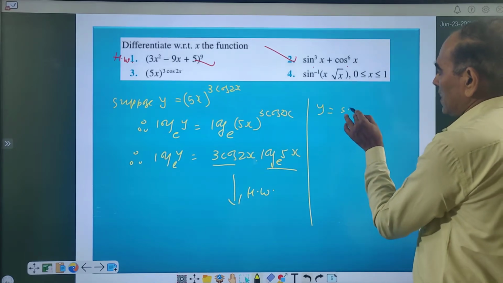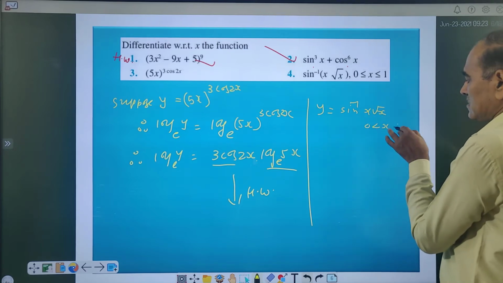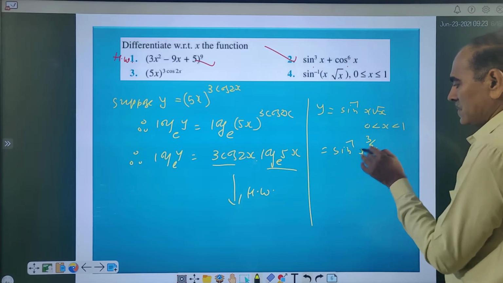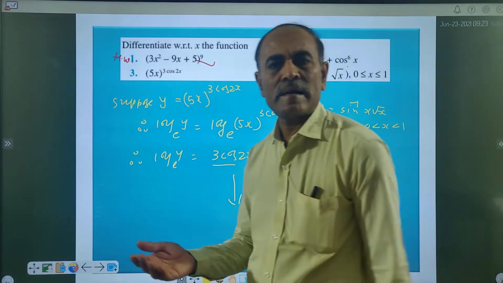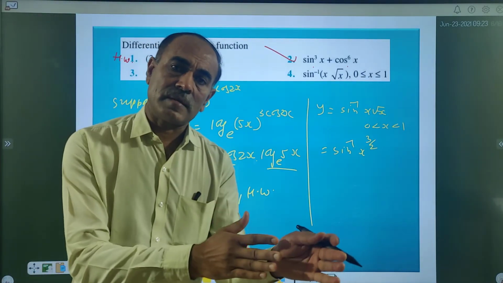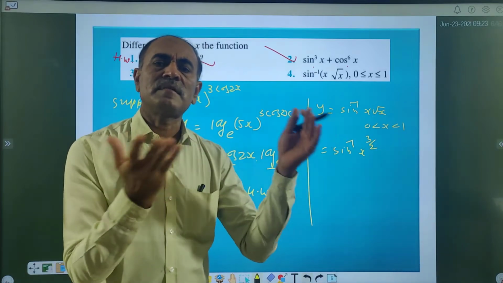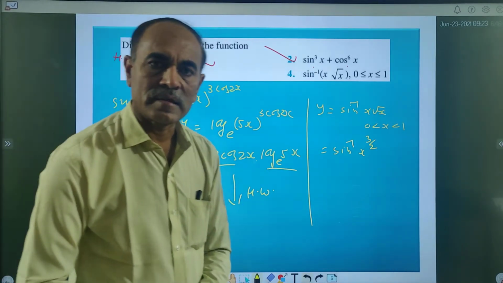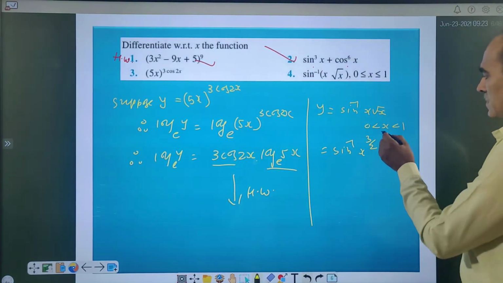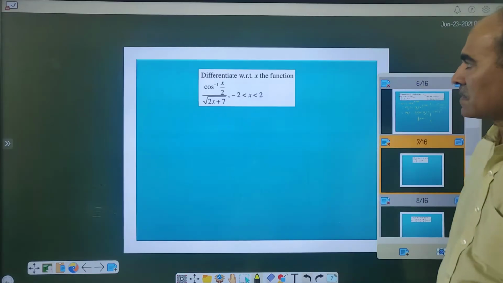Fourth one: y is equal to sin inverse of root x, 0 less than x less than 1. Can I write here sin inverse x raised to 3 by 2x? We can write it. Now d by dx of sin inverse of something is 1 upon under root 1 minus something square, times d by dx of something. That is that, so you are able to do it. So I am doing this one part for you.